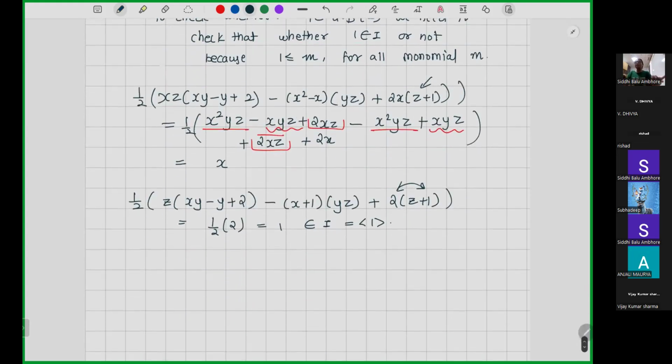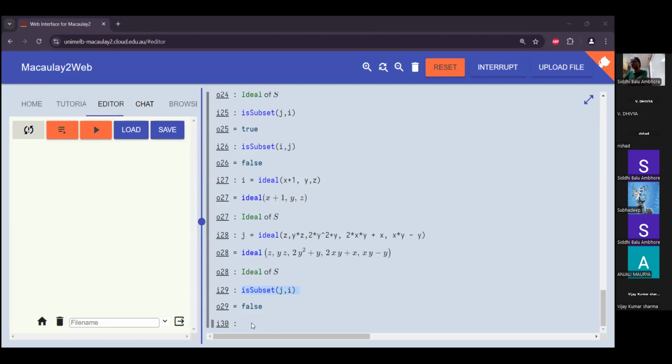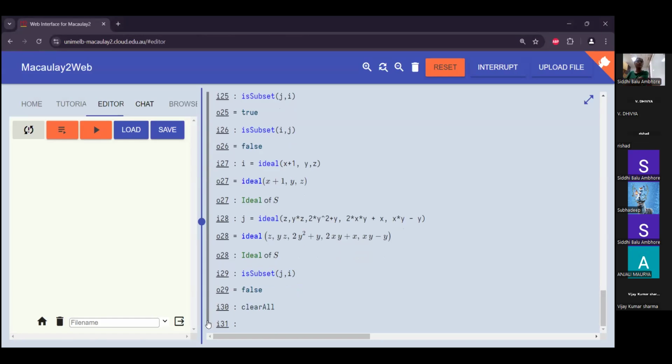But I hope you got this, that this ideal actually contains 1, and that's why the Gröbner basis will also contain 1. Okay, so let us try to find the Gröbner basis of this and mingens of this to see how Macaulay 2 gives the outcome. Let me share screen again. Okay, let me clear everything to avoid confusion. And it was graded reverse lexicographic order, right?